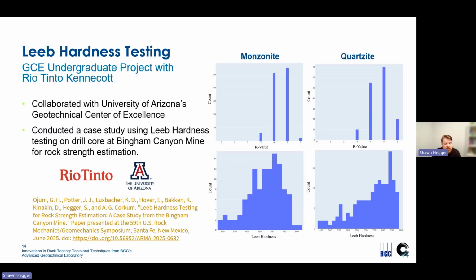Additionally, BGC collaborated with the Geotechnical Center of Excellence at the University of Arizona and Rio Tinto on a Lieb hardness case study. The study utilized drill core from the Bingham Canyon mine and focused on establishing a correlation between Lieb hardness values and traditional hardness R values in PLT data. After analyzing the quartzite and monzonite data, the study showed Lieb hardness had a moderate correlation with R values in PLT.